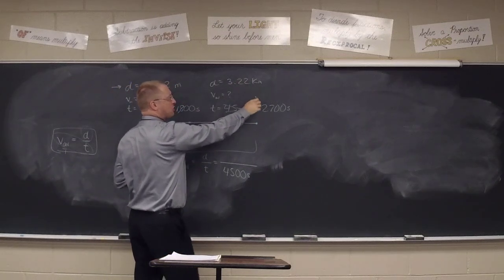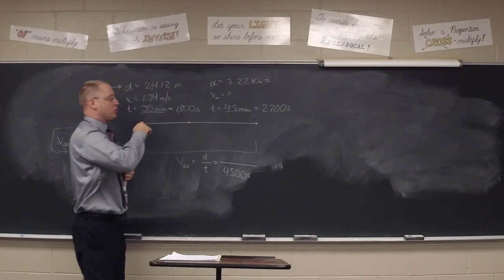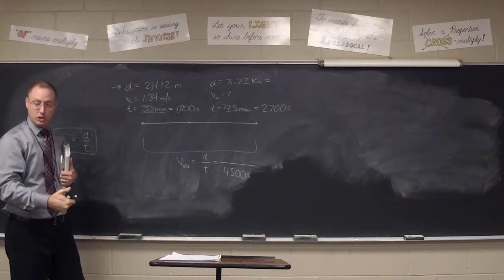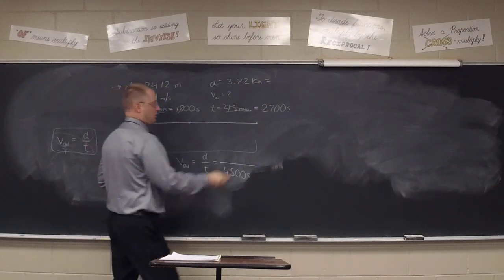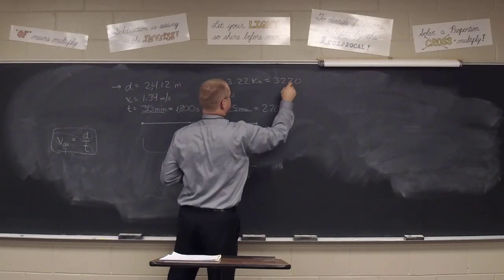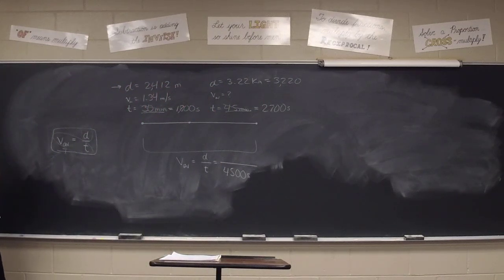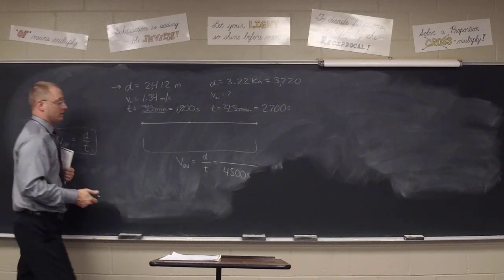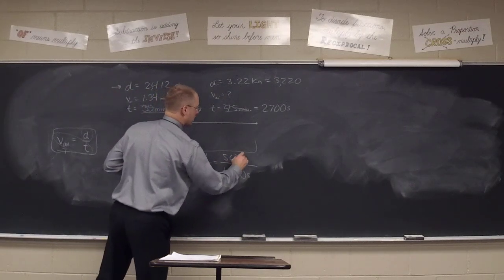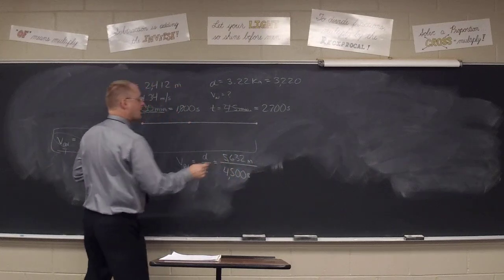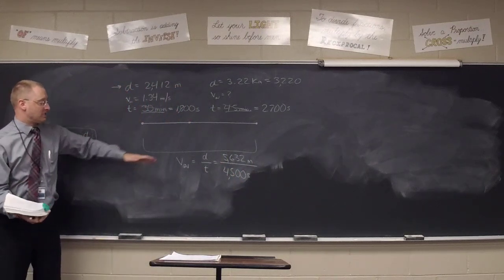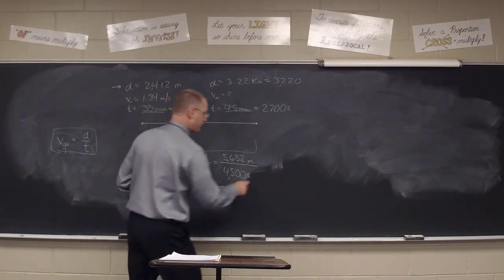And then the total distance, well, here I've got 2,412 meters. Here I've got 3.22 kilometers. Let's change the 3.22 kilometers, kilo to unit. 3,220, right? Move the decimal 3 places. So what's the total distance traveled, or total displacement, I should say, since it's in a straight line? 5,632. And so now that I know total displacement, I know total time, I can find average velocity.